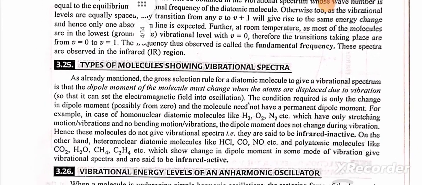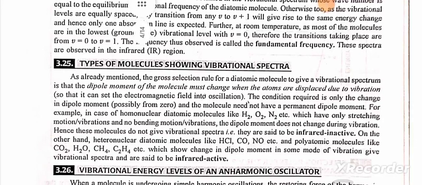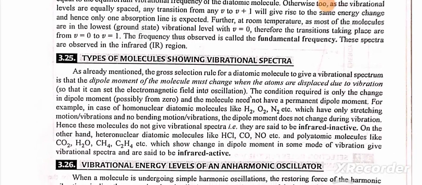Types of molecules showing vibrational spectra. As already mentioned, the gross selection rule for a diatomic molecule to give a vibrational spectrum is that the dipole moment of the molecule must change when the atoms are displaced due to the vibration. The condition required is only the change in dipole moment, and the molecule need not have a permanent dipole moment.